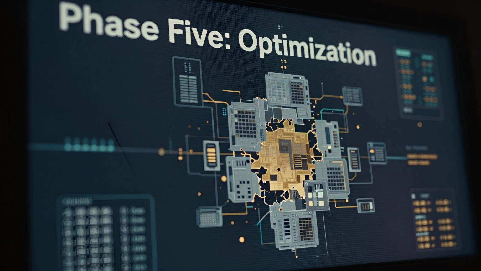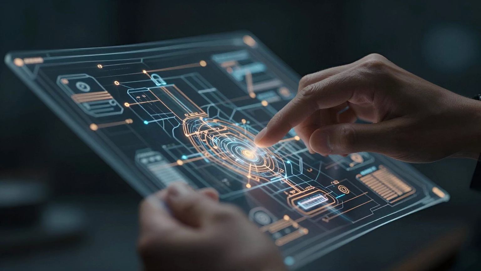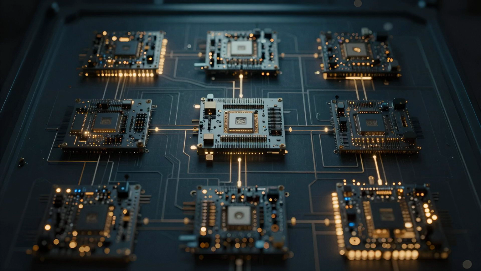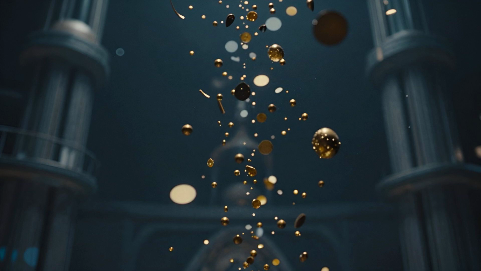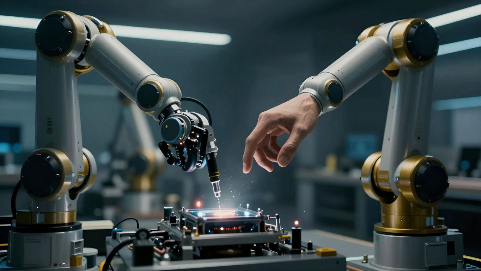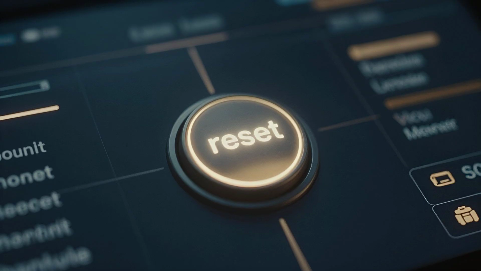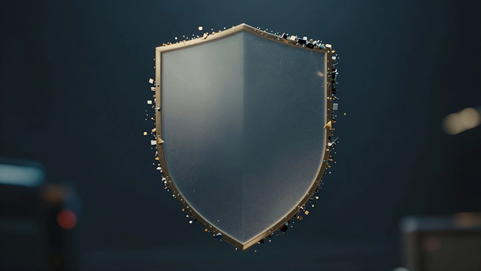Phase 5, optimization. Now, and only now, do you begin to rebuild. You break the system into modules. Independent, replaceable, testable in isolation. You remove what doesn't need to exist. You automate what requires no judgment. And you build in a reset mechanism. Because every optimized system eventually accumulates new complexity, unless you design it not to.